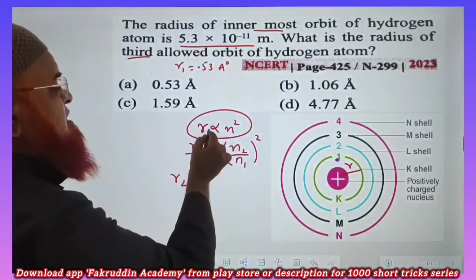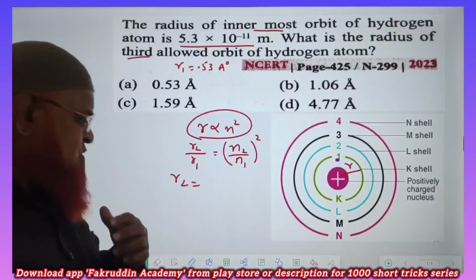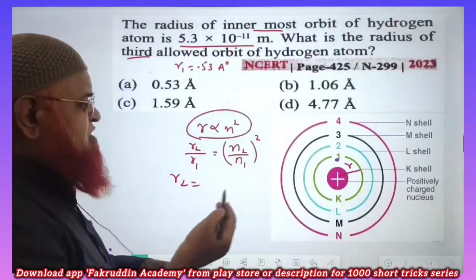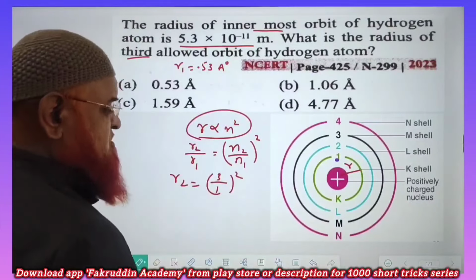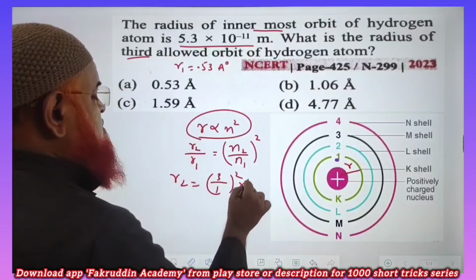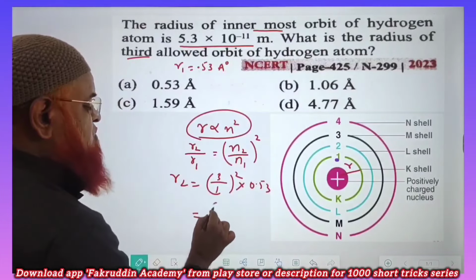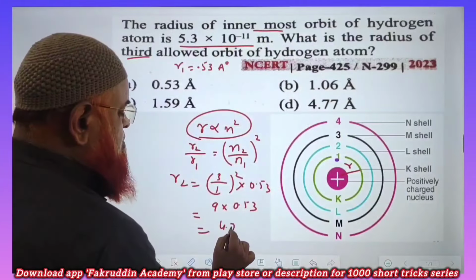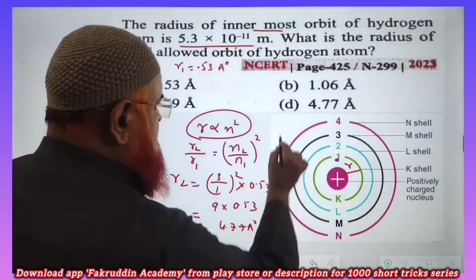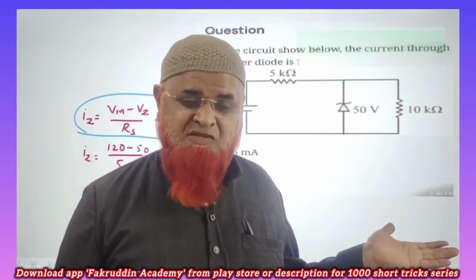That's it. R is directly proportional to n square. That is, R2 by R1 is equal to n2 by n1 whole square. So R2 is going to become n2 by n1, that is 3 by 1, because it is the third orbit to the first orbit, into R1. So you have to write R1, which is 0.53. Therefore, 9 into 0.53 gives you 4.77 angstroms. So the answer is D. And see the lengthy solutions which are given in the textbooks.